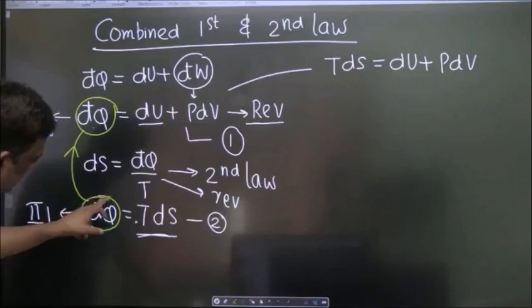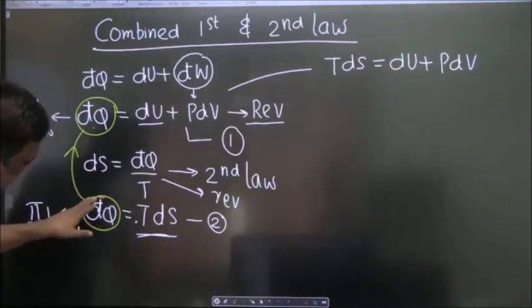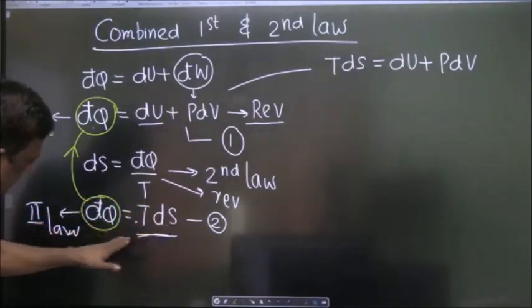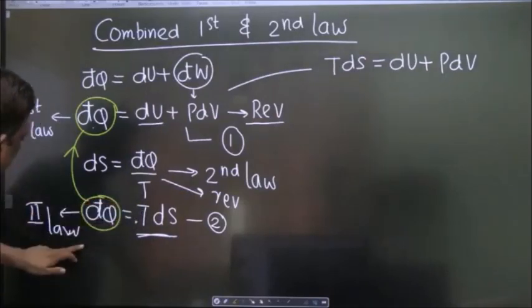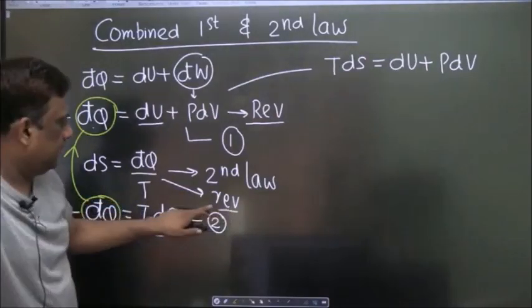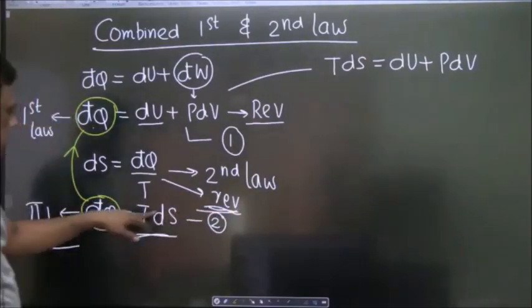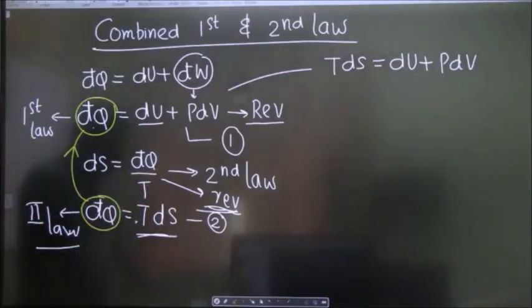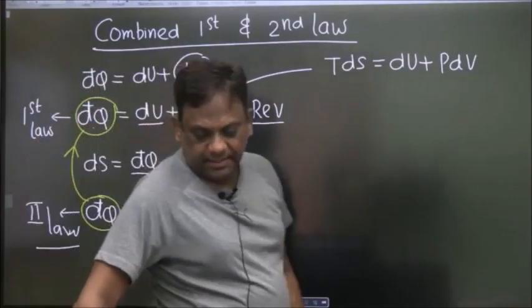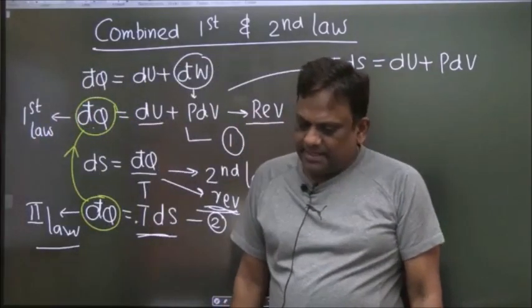So there is a path function sitting here. That's why this particular equation is valid for a particular path, and that path is a reversible path, no problem at all. Please see, yes.